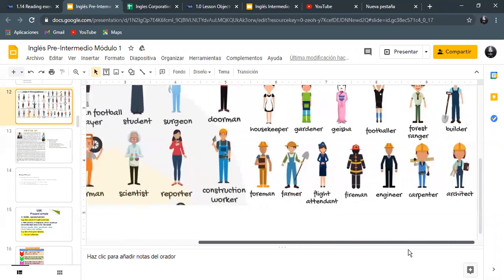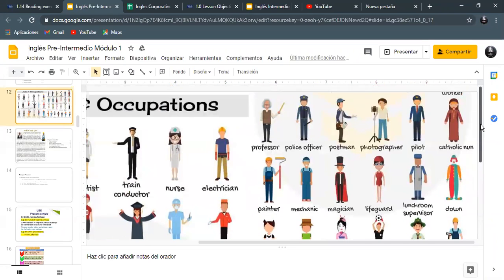Reportera. Okay. And then we move to the top and professor. Professor. What is the difference between teacher and professor? I don't know. Okay. Teacher is for high school and things like that. Professor is for the university. Oh. Okay. So it's not the same, okay? Okay, the other one, police officer, what is that?